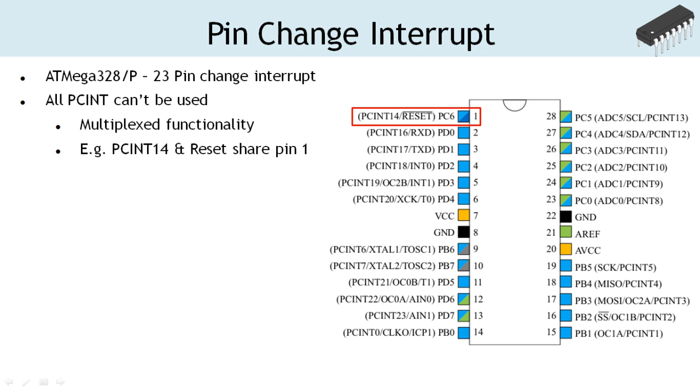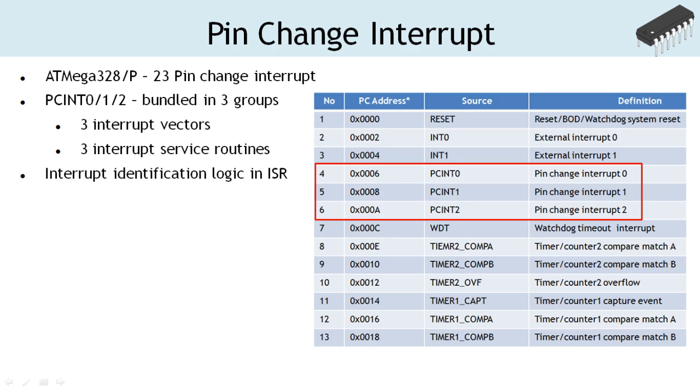The Atmega 328 microcontroller supports 23 pin change interrupts. However, all the interrupts can't be used as the pins share the functionality. For example, pin number 1 is the pin change interrupt 14, but this function of pin 1 is shared with the external reset. So, if you are using pin 1 for external reset, then it can't be used for pin change interrupt. The microcontroller provides so many pin change interrupts and external interrupts are also available.